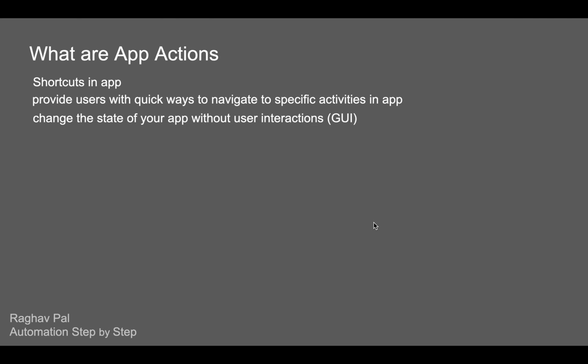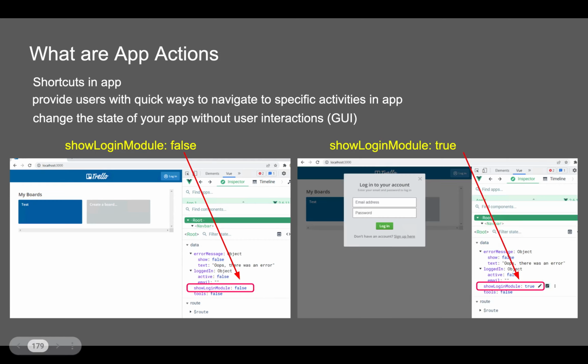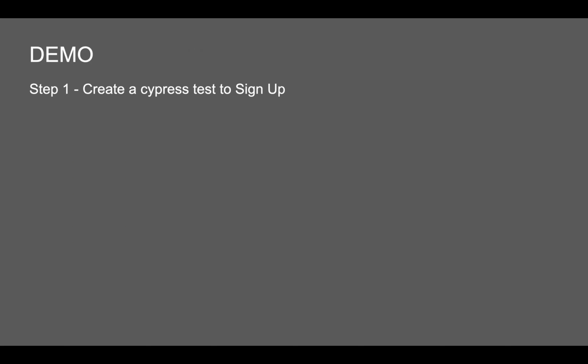So they provide a way to change the state of your app without any user interactions, and this is what we have already seen. In this example, show login module is false and therefore we do not see any login module, but if I want, I can change the state to true and then we are able to see the login module. So similarly, you can do a lot of interactions with your app and change the state using app actions. Now with this basic understanding of app actions, let us go and see a demo and see how we can use app actions in Cypress.